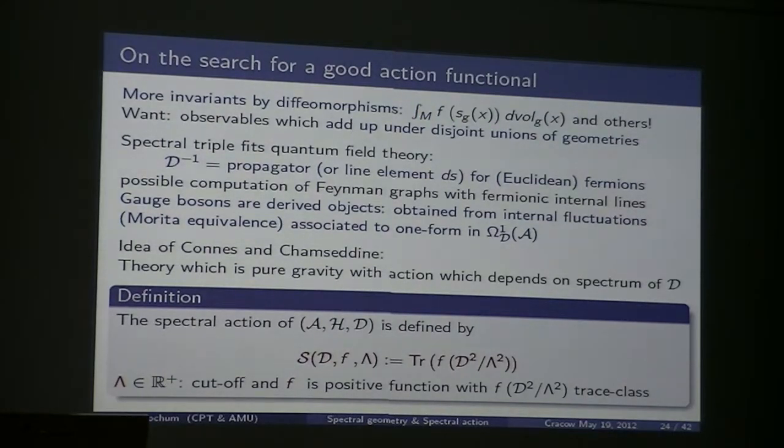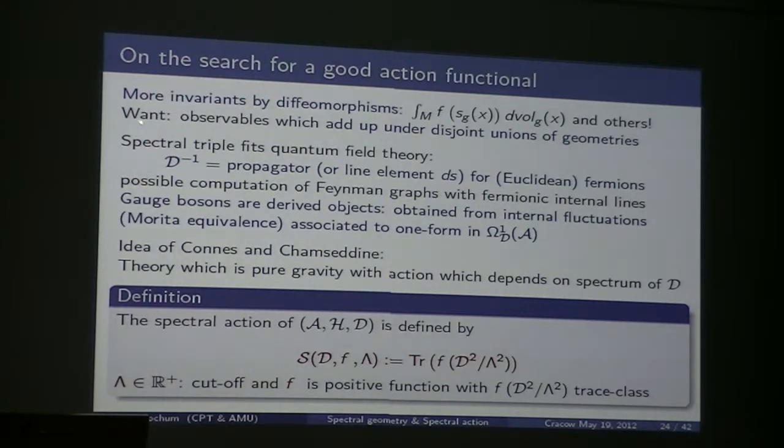But this means that you have to define what you want, and what we want is something which is additive in some sense, namely that if you have observables which concern disjoint geometries, you want to get something which is just a sum of the two previous parts. So this is the first remark.